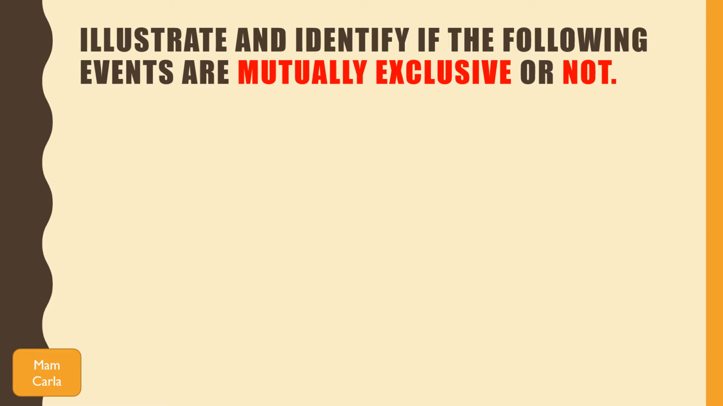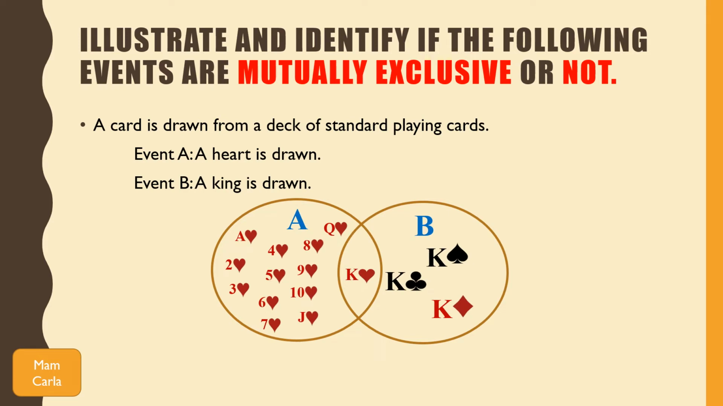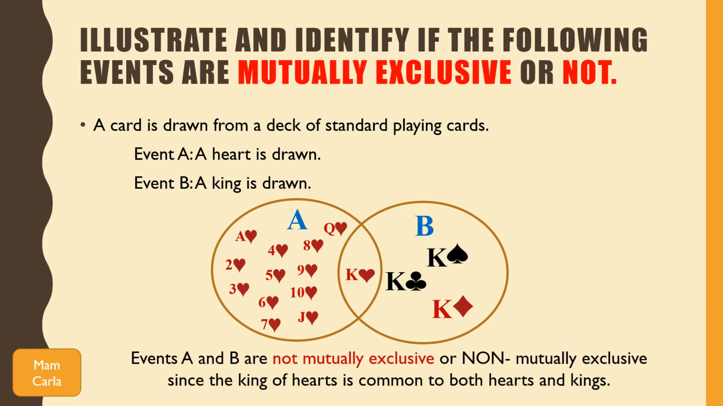What about the next problem? A card is drawn from a deck of standard playing cards. Event A, a heart is drawn. Event B, a king is drawn. Let us illustrate that using a Venn diagram. Notice that events A and B are not mutually exclusive, or non-mutually exclusive, since the king of hearts is common to both hearts and kings.